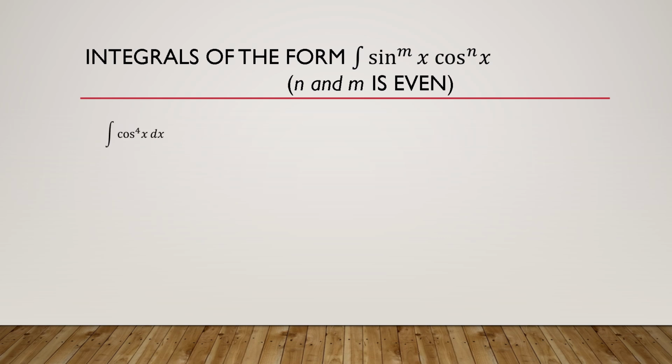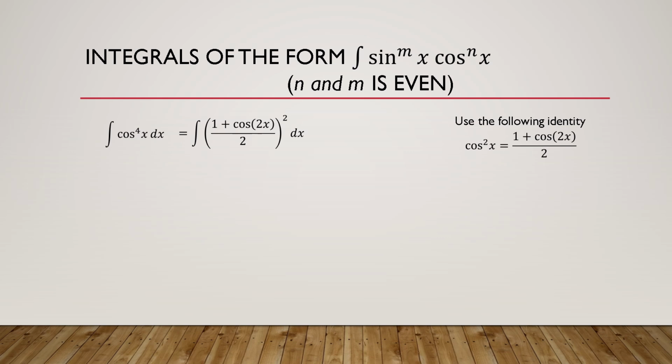We'll start by taking the integral of cosine to the fourth x dx. Here we need the identity cosine squared x equals (1 plus cosine 2x) over 2. Now when we substitute, we get the integral of ((1 plus cosine 2x) over 2) squared dx. Again, we can separate 1/4 as a constant and FOIL the numerator to get 1/4 times the integral of 1 plus 2 cosine 2x plus cosine squared 2x dx.